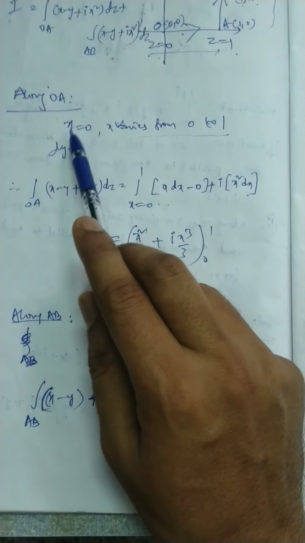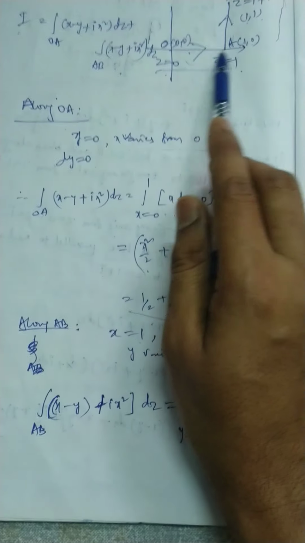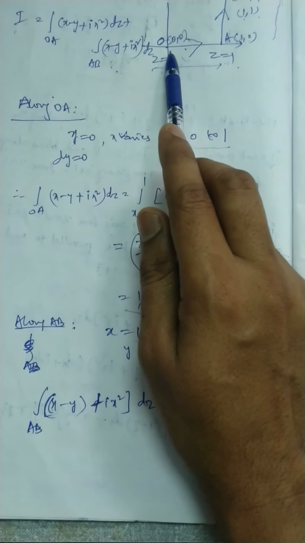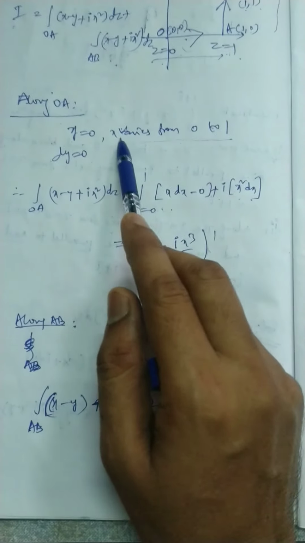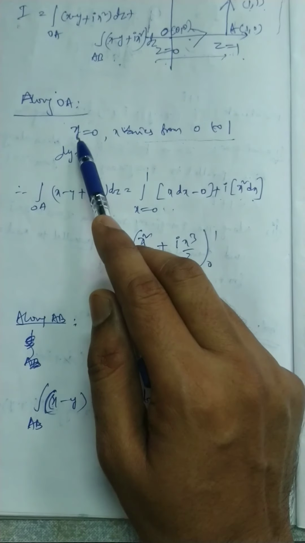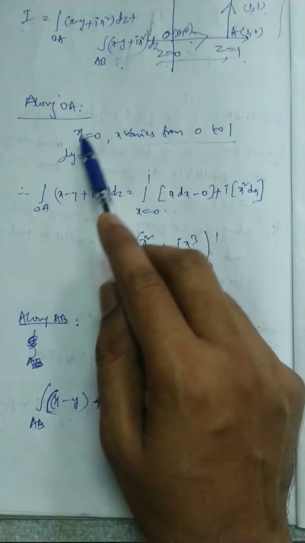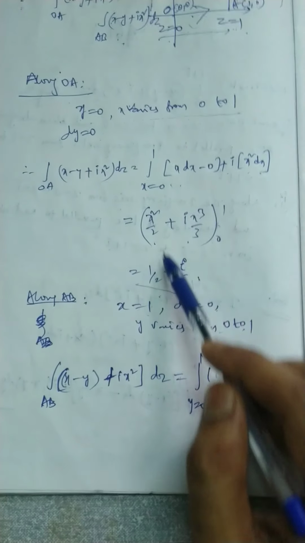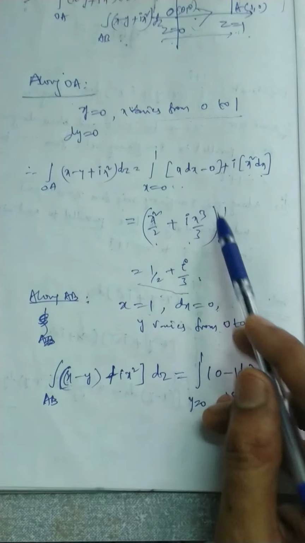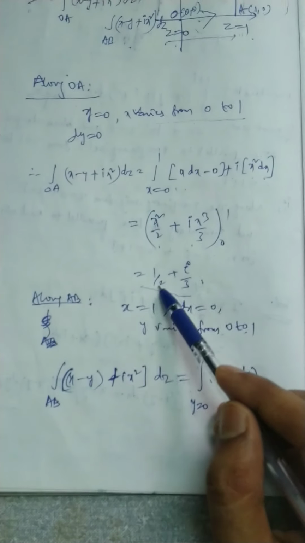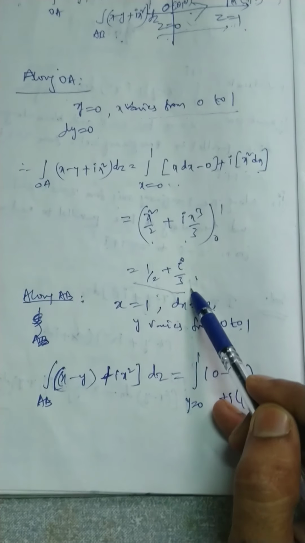So along OA, when you are evaluating, the value of y is 0 as we discussed in the previous problem, and x varies from 0 to 1. So for y equal to 0, dy is also 0. So employing this information in the integral, we can see that the integral can be evaluated and results as 1 by 2 plus i by 3.